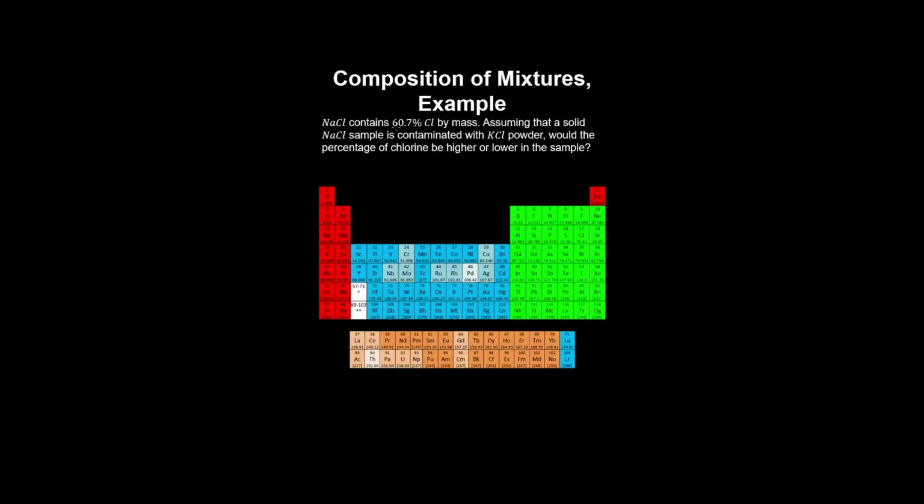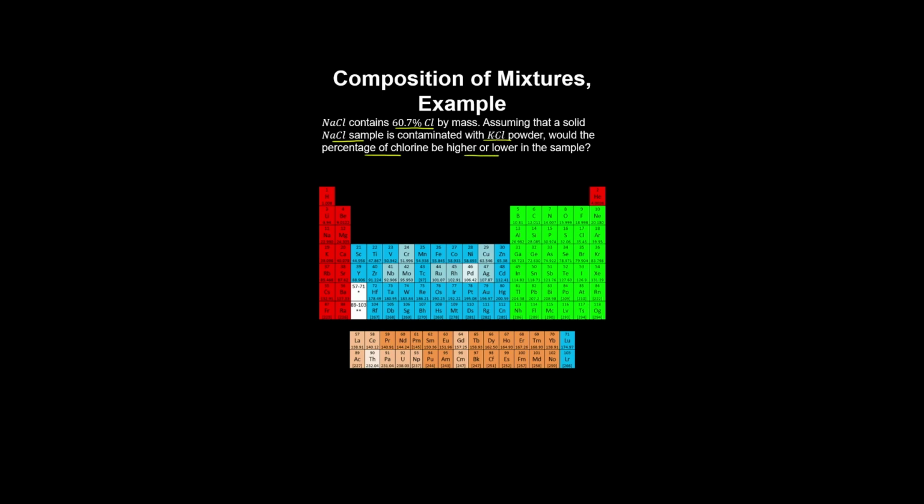Sodium chloride contains 60.7% of chlorine by mass, and assuming that a solid sodium chloride sample is contaminated with potassium chloride powder, would the percentage of chlorine be higher or lower in the sample?